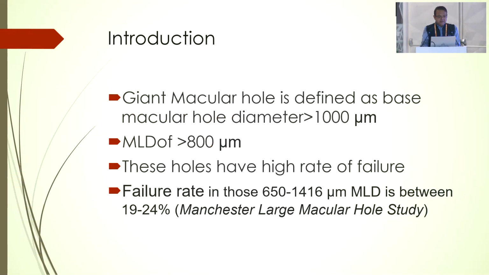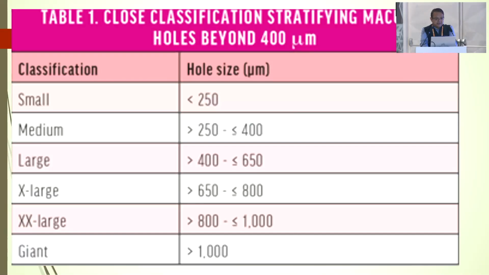A large or giant macular hole is defined as a base macular diameter of 1000 microns and MLD of 800 microns. These holes have a high rate of failure, and the failure rate for holes between 650 and 1416 micrometers is between 19 to 24%.